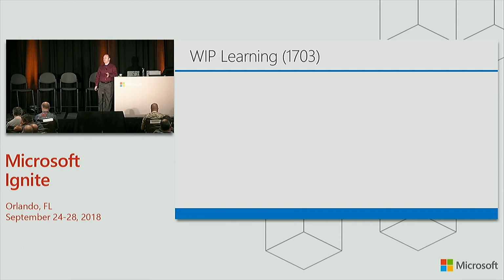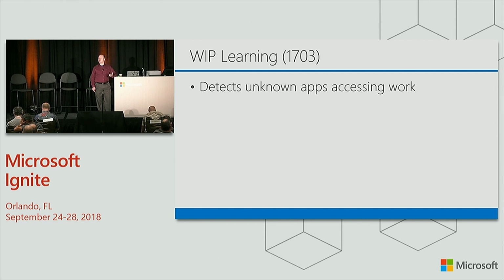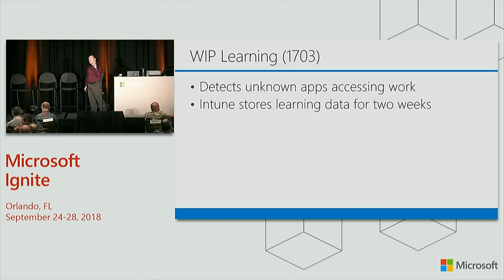What else have we done? We made it a little easier for you to get your policy right. One of the big points of angst was not knowing what apps are actually being used for work. This kind of surprised us. But no, really, you don't know, and you have good reasons not to know. Maybe you're spread across lots of geolocations. So we gave a way to detect unknown applications accessing work data. Intune will store that data for a couple of weeks for you.